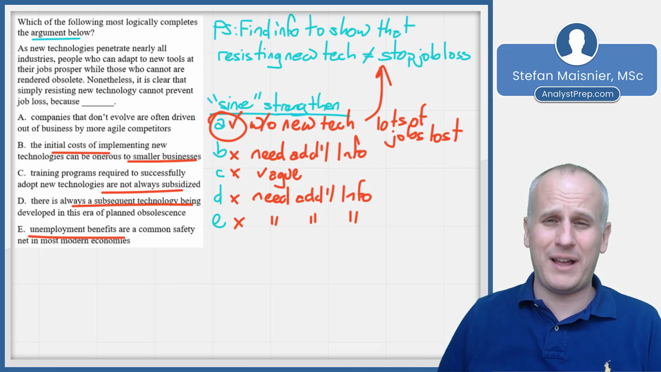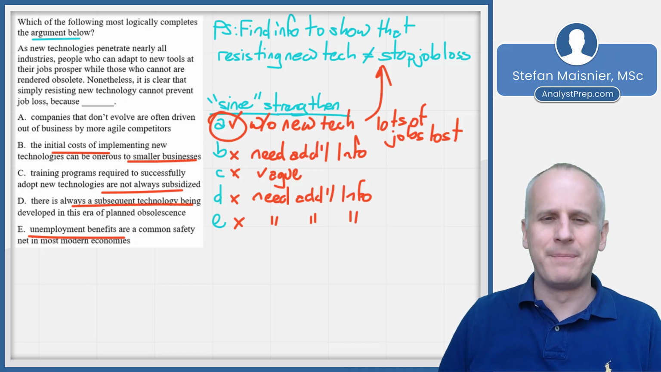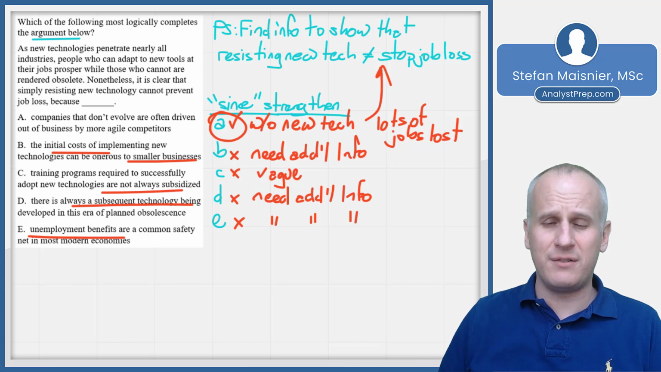And you don't have to go as deeply into these answer choices once choice A seems like a good match, showing that just not adapting is not going to make the job loss stop. So you've seen how to work through both our inference style questions and our argument style questions when it comes to completing prompts. Remember the direction of support as you practice more of these problems on your own to improve at this aspect of the verbal reasoning section of the GMAT Focus.